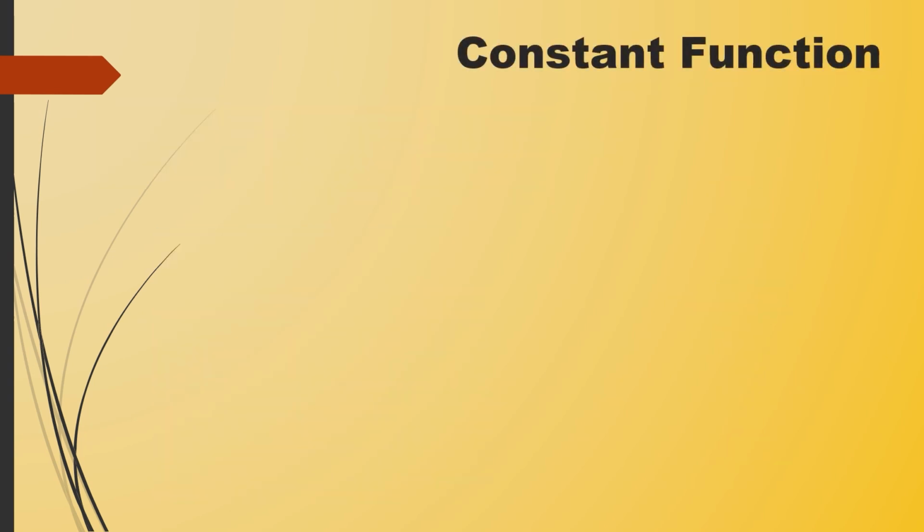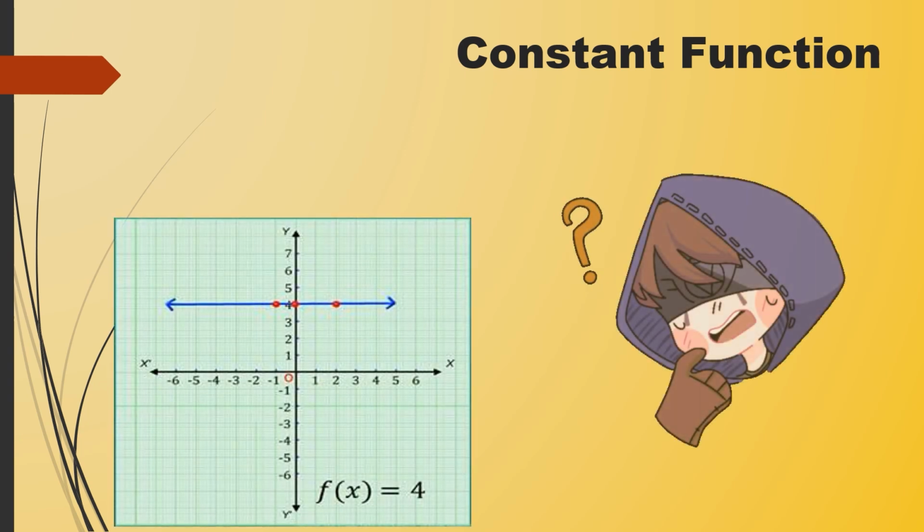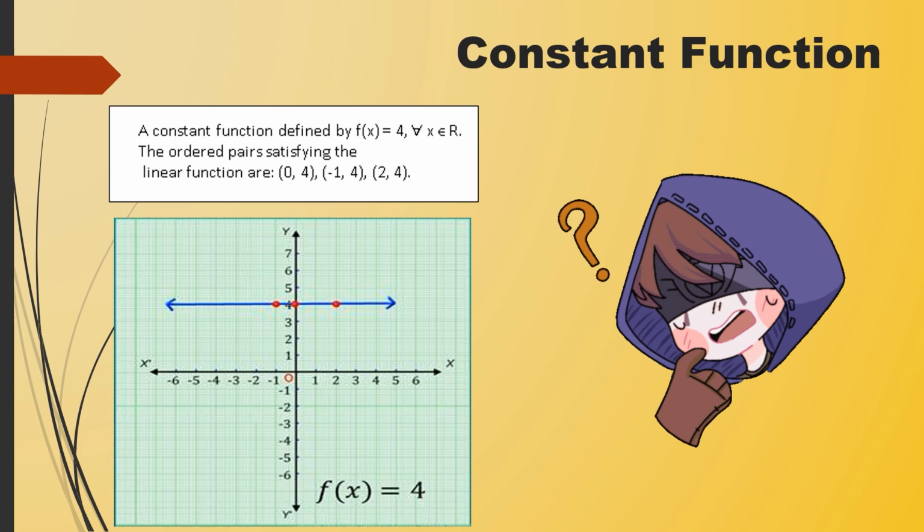Constant function. A function f is said to be a constant function if f(x) is equal to c, where c is a constant. If the range of a function is a singleton set, then it is known as a constant function. The graph of the constant function f(x) is equal to 4 such that x belongs to real numbers is shown. From the graph we can conclude that the graph of a constant function f(x) is equal to c is always a straight line parallel to the x-axis.